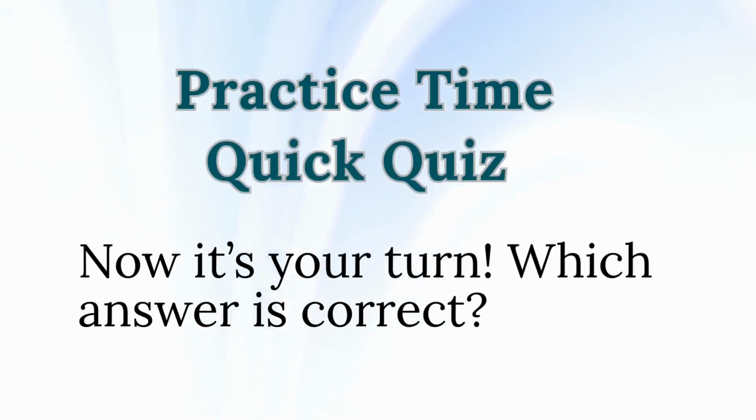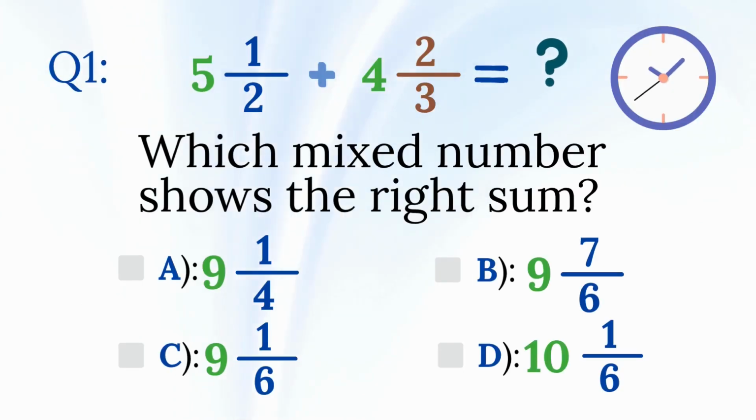Practice time, quick quiz. Now it's your turn. Which answer is correct? Question 1. 5 and 1/2 plus 4 and 2/3 equals what? Which mixed number shows the right sum? Choose the option that fits. Option A, B, C, or D.